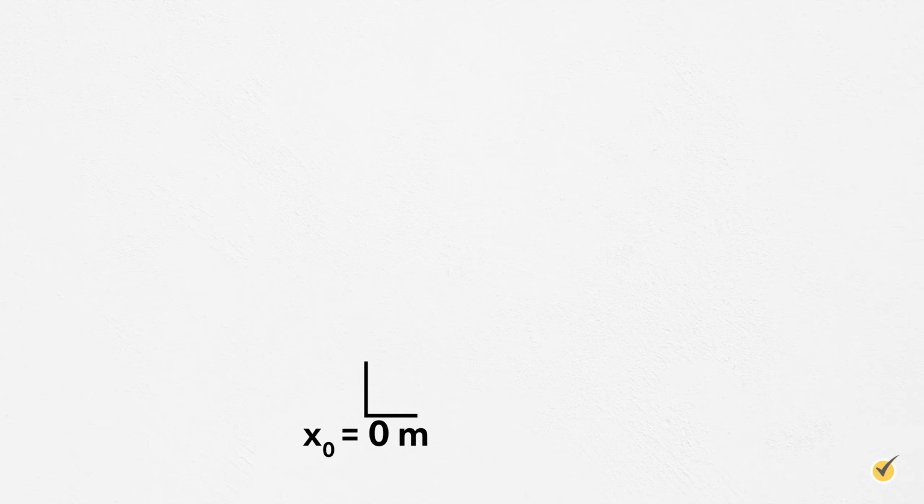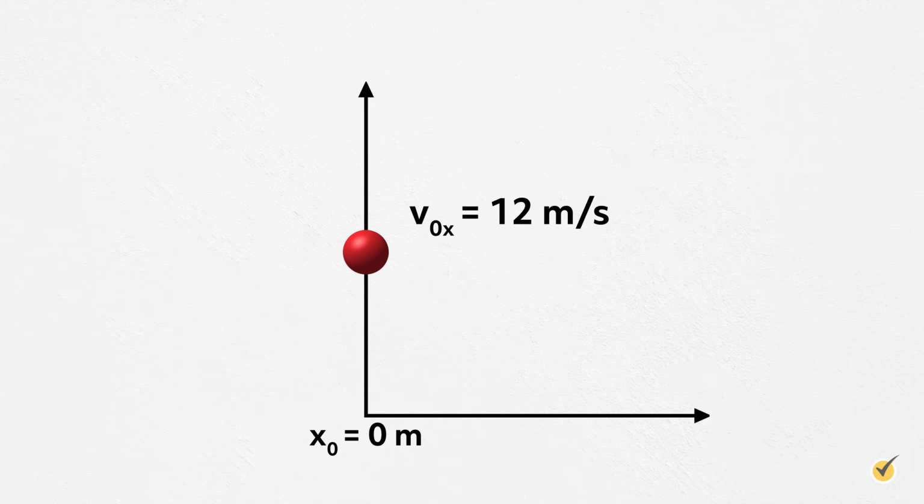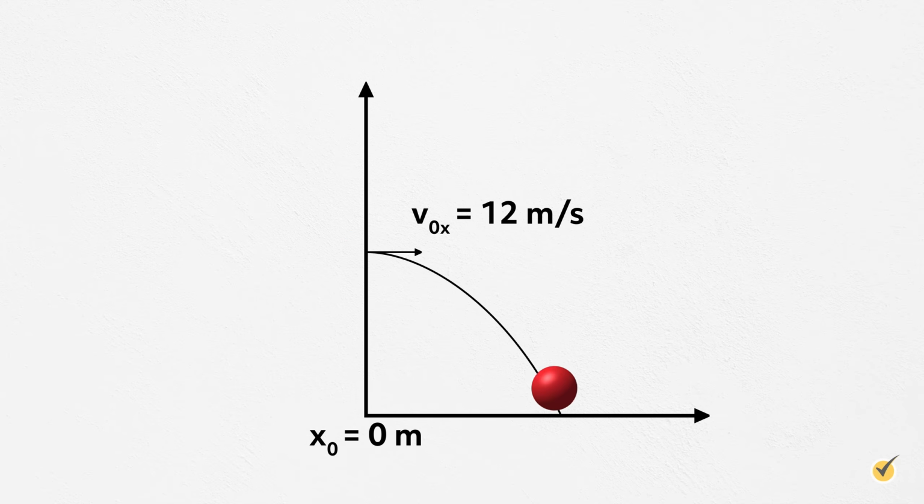Let's look at an example of one of the most common kinds of projectile motion problems. Imagine you kick a ball off a cliff at a speed of 12 meters per second. The ball goes straight along the ground until it is over the cliff, which is 30 meters high. How long does it take for the ball to land? How far away does the ball land?